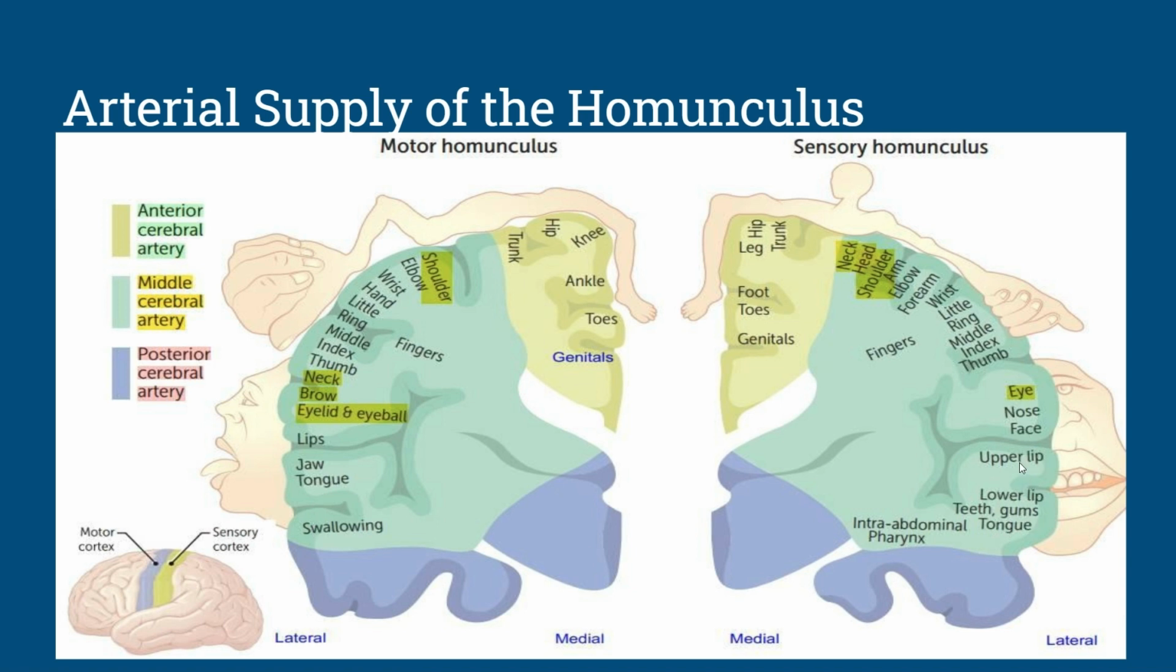And on the sensory side, you see all these to the intra-abdominal pharynx. So these are the ones that are supplied by the middle cerebral arteries. Now, why is it important? You see here, as I explained before, this is the central sulcus, the motor cortex and the sensory cortex, motor one and the sensory one. Motor one is present in the frontal lobe, sensory one is present in the parietal lobe.